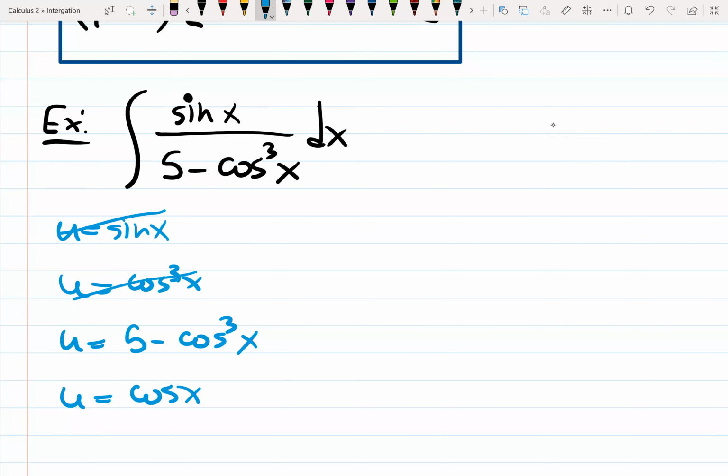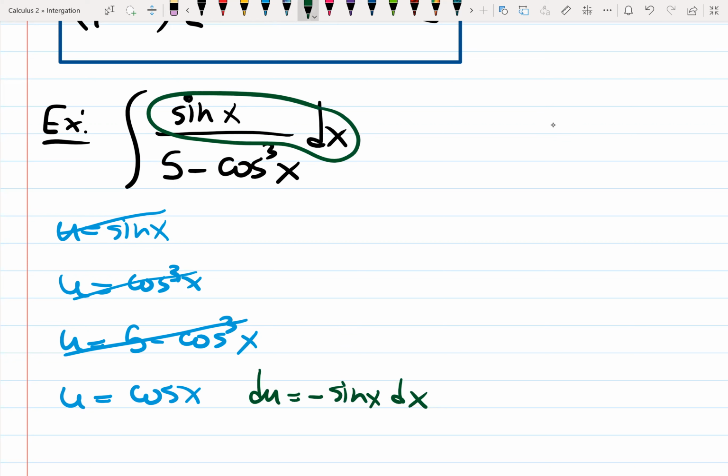If I choose denominator to be u, that will be 1/u, which is kind of awesome. But then the derivative of it will be minus 3 cosine square sine times plus. I don't have that. So I don't like that either. Let's check just cosine. If u is cosine, then du, guess what, is minus sine. And I see it in front of me. It's over here, plus or minus. So that's how I know it's a good choice.